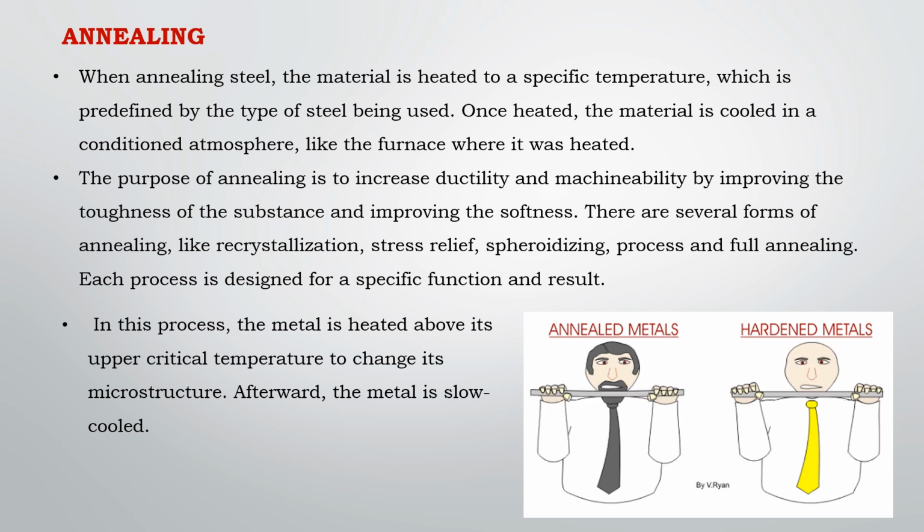The purpose of annealing is to increase ductility and machinability by improving the toughness of the substance and improving the softness. There are several forms of annealing, like recrystallization, stress relief, spheroidizing process, and full annealing. Each process is designed for a specific function and result. In this process, the metal is heated above its upper critical temperature to change its microstructure. Afterward, the metal is slow cooled.